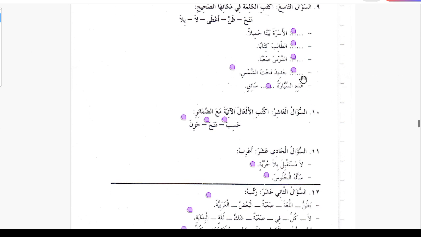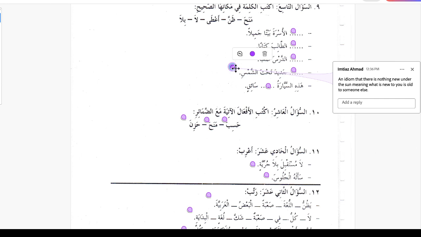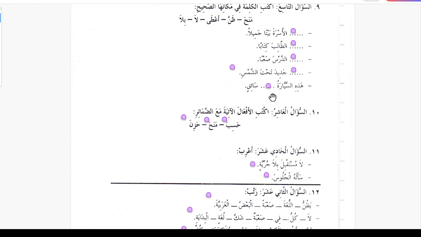And then this is la nafiyatu lil jins, la jadida tahta shamsi. There is nothing new under the sun. This is used as an idiom, that there is nothing new under the sun, meaning what is new to you is old to someone else. If you find something new, it must be new for you, not for everybody. Hazihi sayyaratu bila saikin, because this is majroor, we know that we have to use bila. This car is without a driver.